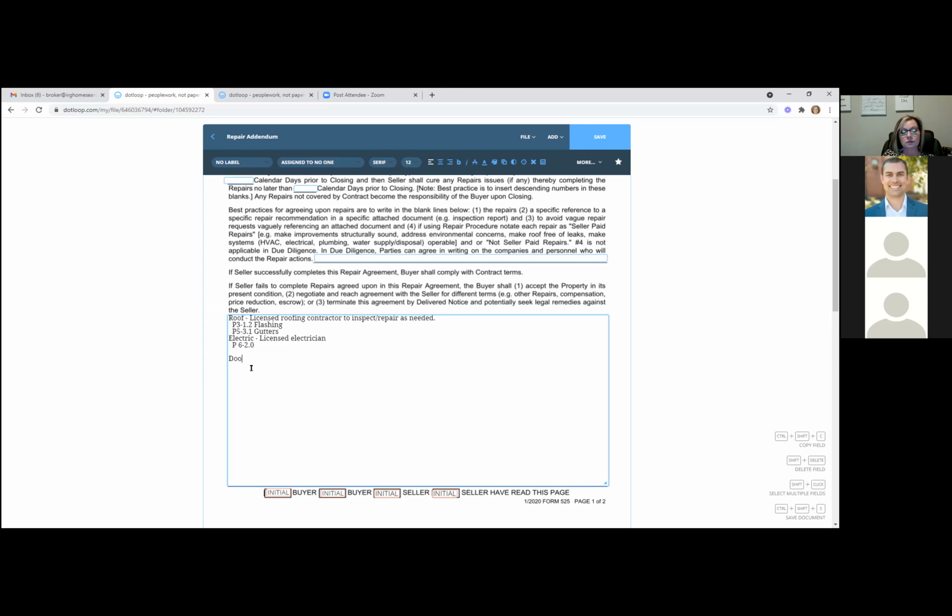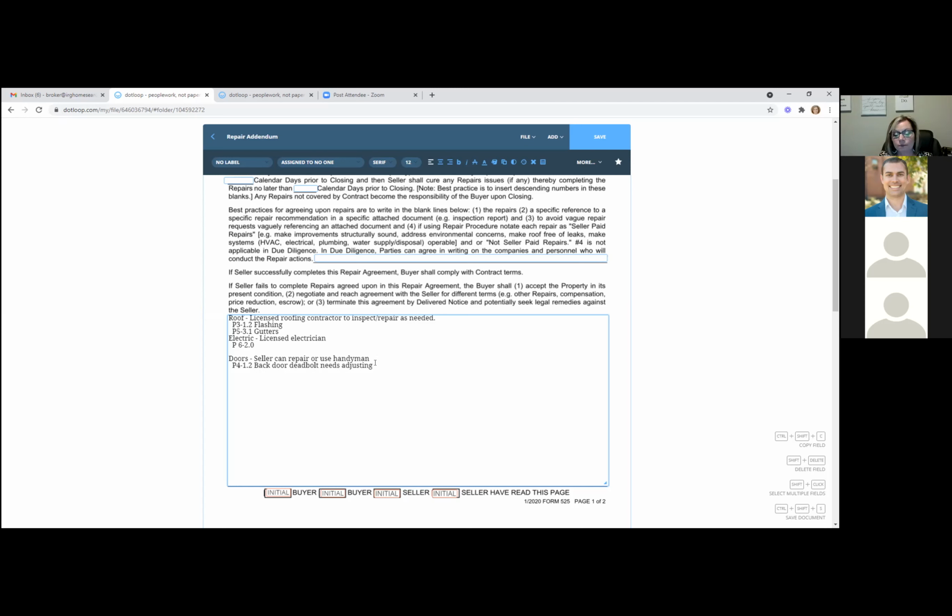And then let's just say, let's just do this. Doors. Seller can repair or use handyman. Page 4, 1.2, back door deadbolt needs adjusting.